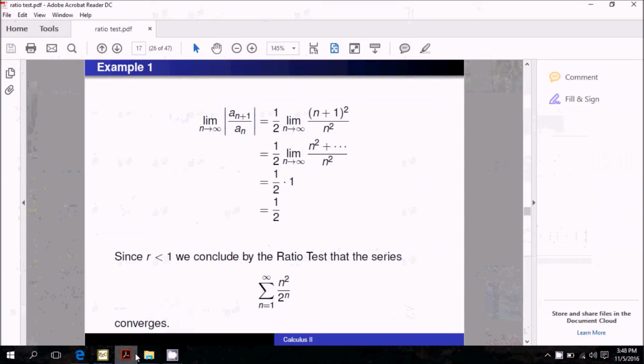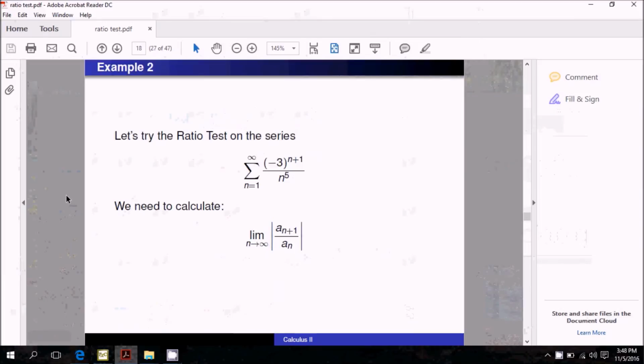Okay, so let's do another example. We'll work with this series, and the ratio test tells us to look at this limit. And so go ahead and pause this and write down what this limit is going to be when you fill in the n plus 1 term over the n term. Okay, here's what we get.